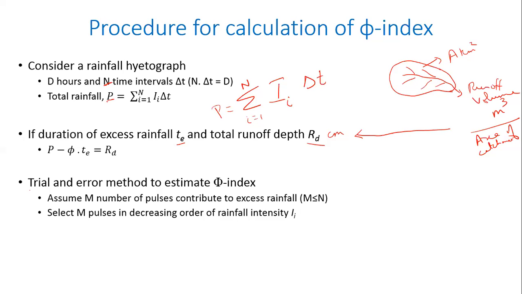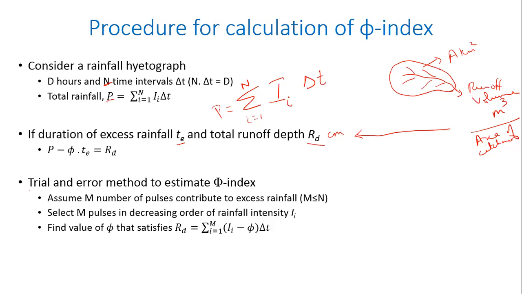So we select m pulses in decreasing order of rainfall intensity. Then we find a value of phi that satisfies this equation, RD equal to sigma (I_i minus phi) times delta T, i going from 1 to m. Is this step clear? You find a value of phi that satisfies this equation, with i going from 1 to m, not 1 to n. You're only counting those rainfall events.